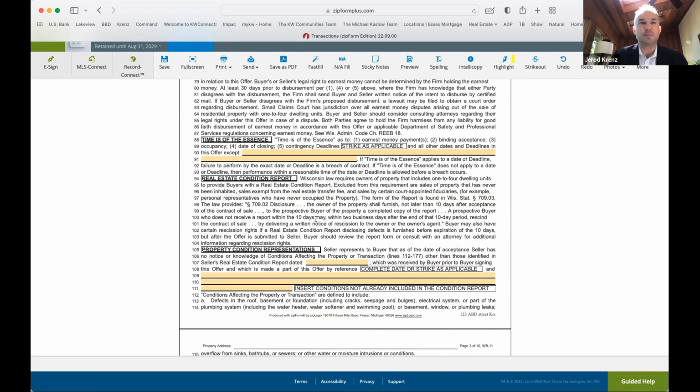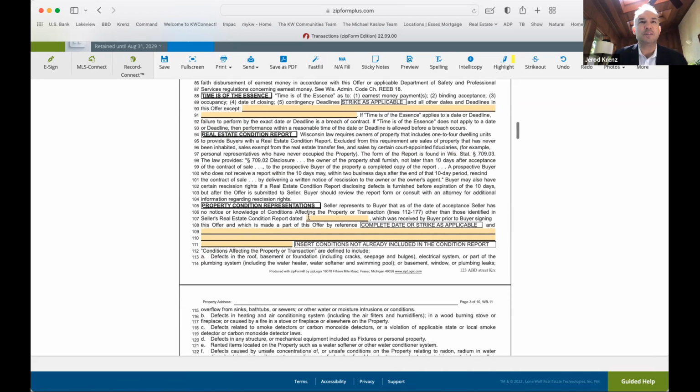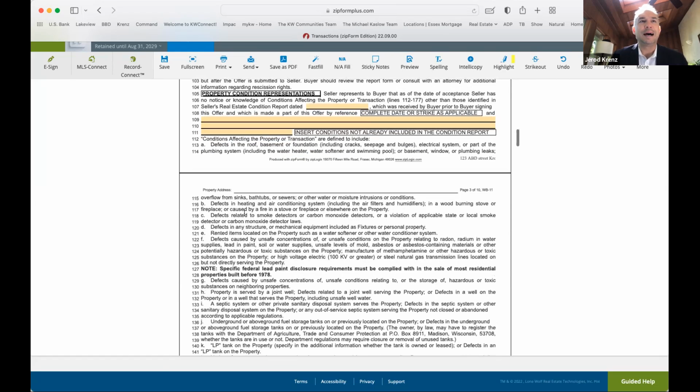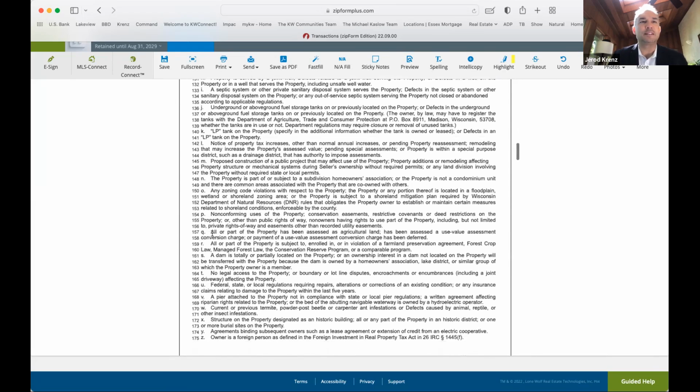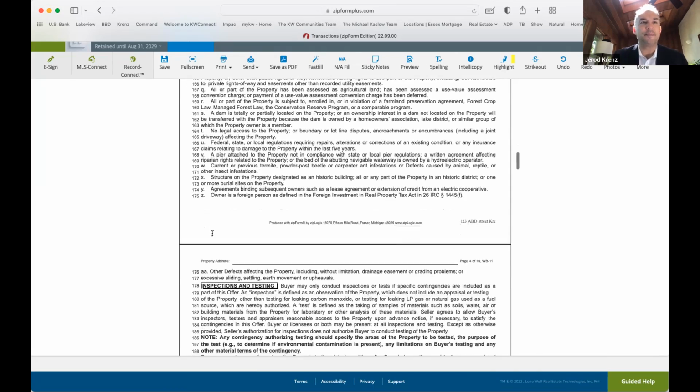Real estate condition report is made part of this offer. And on line 107, this is where you would put the real estate condition report, the date of it. And hopefully you're able to write the offer with the real estate condition report there. On lines 113 and below here, this whole next page, these are just the definitions that you would find on the real estate condition report. That's all what they are.